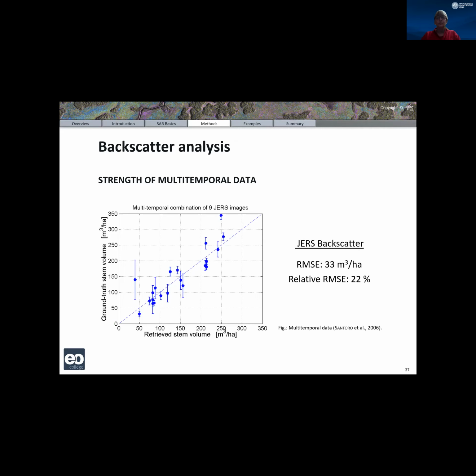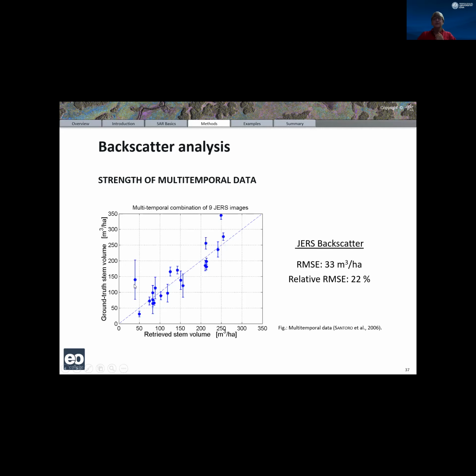Some of our own work here. You have seen the image before of a Japanese L-band image, where we've seen nicely, also in Siberia, the difference between forest and non-forest. Now, if you add multi-temporal data, so this is now 9 L-band images, you get, for Siberian forests, up to 250 cubic meters per hectare. This was the inventory data. There you get, except for an outlier, a linear relationship. Very nice. This was the retrieved stem volume from that water cloud model against the ground truth.